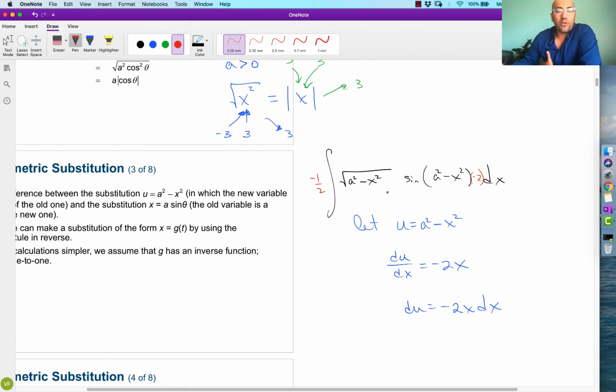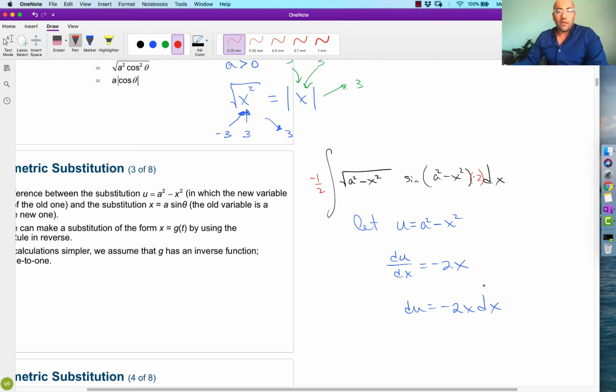Only if the original question happened to have an extra x in there would this work out, right? So when you're doing a u substitution, it's only going to work if you're able to substitute the whole thing. If there was an extra x, then that would work out well. I'd end up with the square root of u, sine of u, du, and that would be simpler. But here we're a little out of luck.